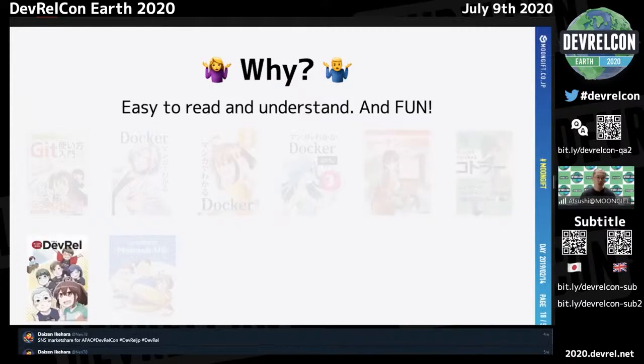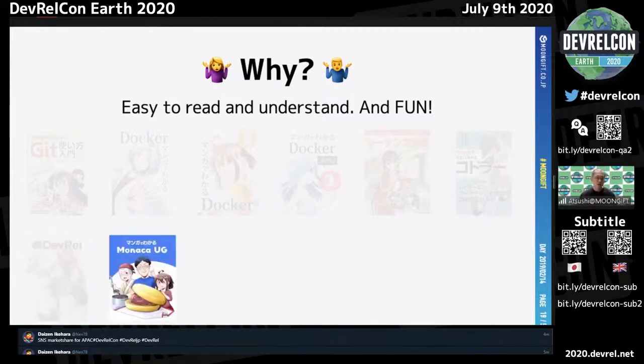This is Running DevRel with Manga that I made. I distributed it at DevRelCon Tokyo last time. I think some people have it already. This is a manga I made at a community conference called Monaka UG in October 2019. I use manga to provide services and to get to know the community.